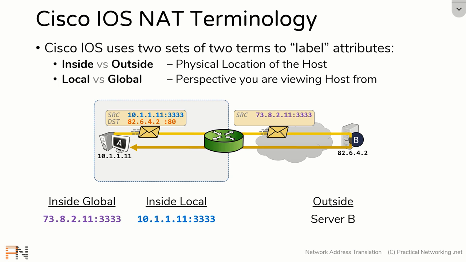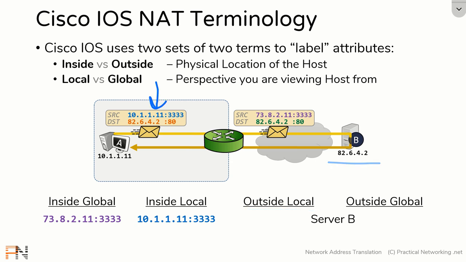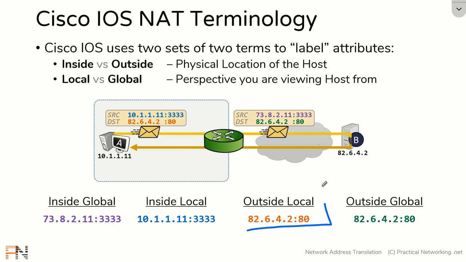It works the same way with server B. Server B, the outside host, is also going to be split up into two categories. The outside local, which is what server B looks like on our local network, and the outside global, which is what server B looks like on the external global internet. So if we list out those attributes, this is how they would fill into the table. The outside local address would be this guy right here, and then the outside global address would be this guy right here.